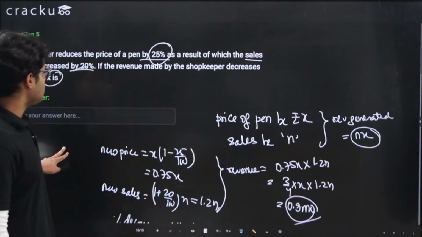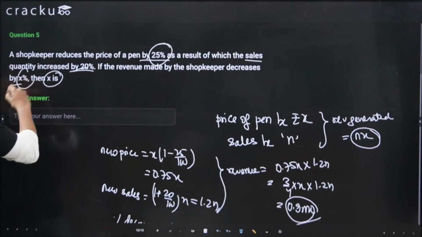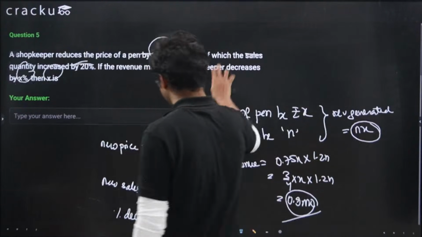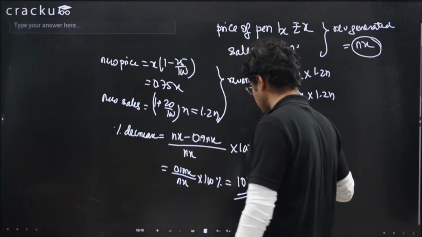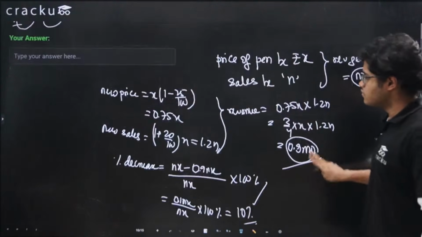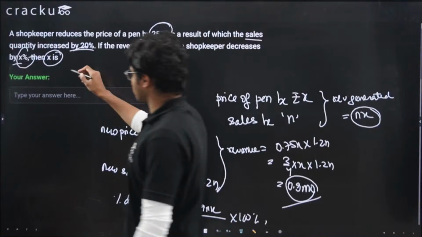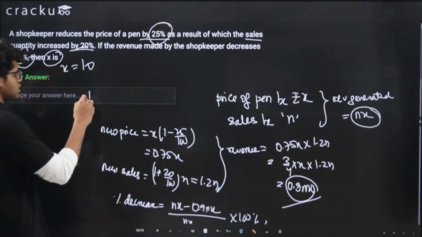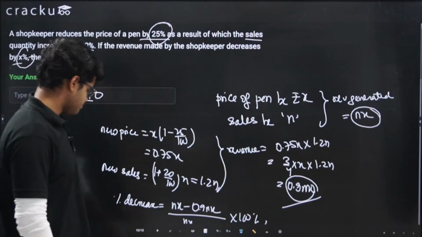So the revenue decreases by X percentage, so don't get confused with this X, this is different. So what is the percentage decrease? Percentage decrease we have got as 10 percentage. Here what will be the value of X? The value of X will be 10. This is a theta question, so the correct answer is 10. You have to type in the answer.